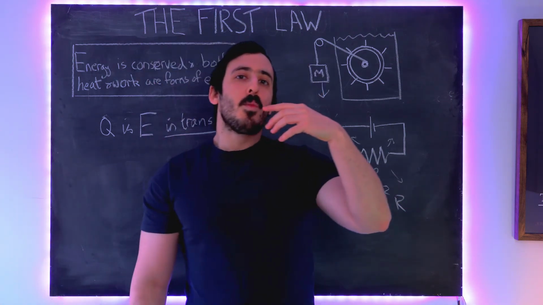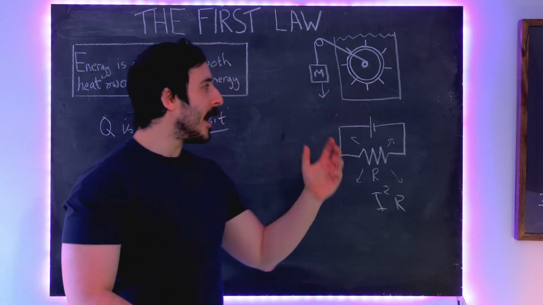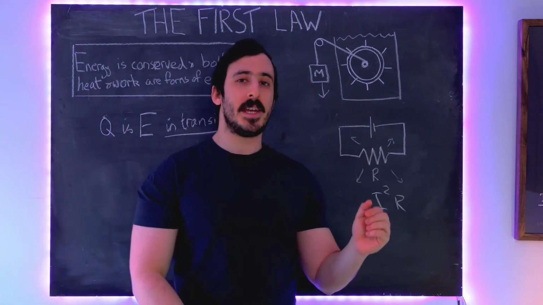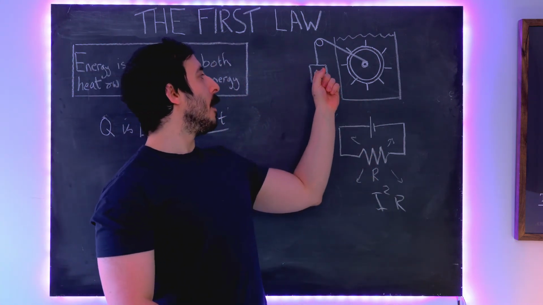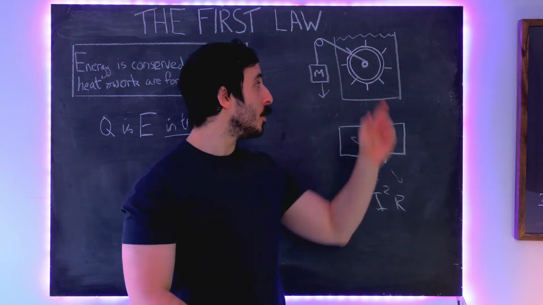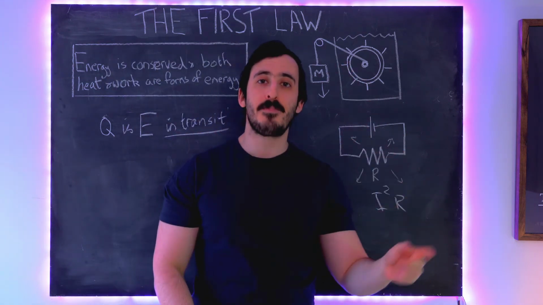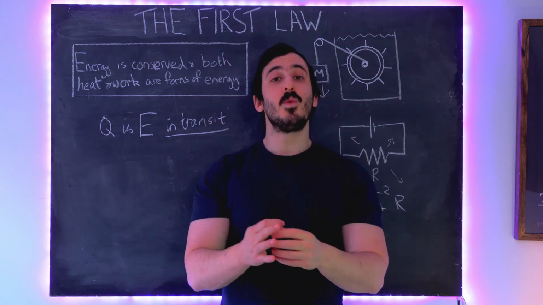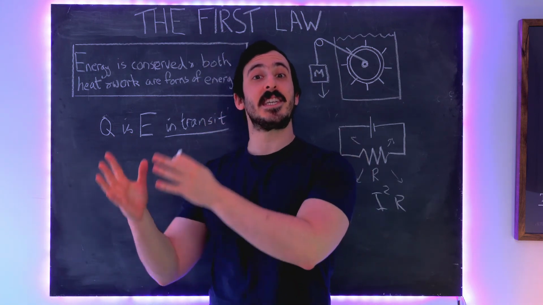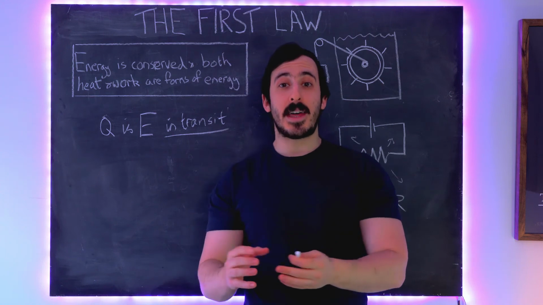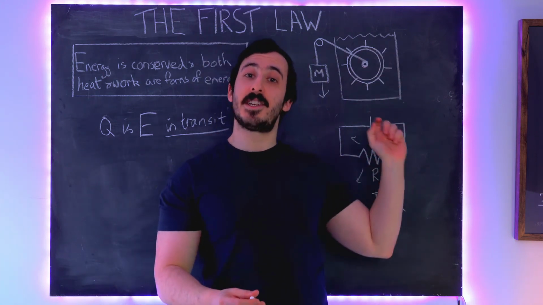So what he did was he found that the energy he put in, whether it was from a falling mass connected by a rope to a paddle, or from a battery supplying energy into a resistor, the energy he put in was equal to the heat he managed to get out. And he showed that by means of these two wildly different examples.